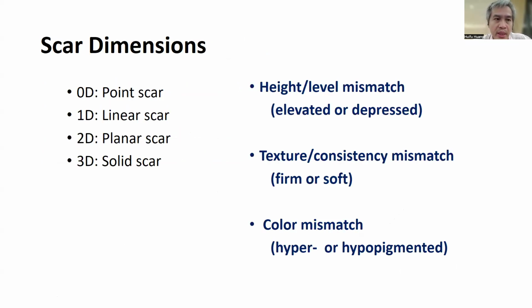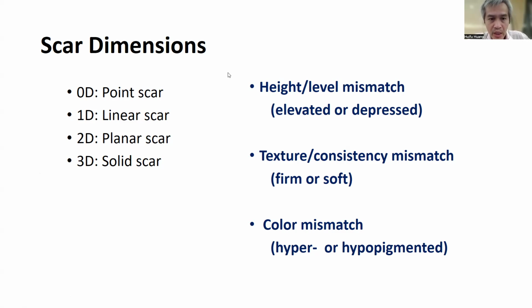Using this concept for scars, zero dimension is a point scar, which seldom causes clinical problems. One dimension is a linear scar, such as when we make an excision and suture repair, resulting in a linear scar. Two dimension is a planar scar, such as skin grafting scars. Three dimension is a solid scar, such as we discussed earlier. The scar may be elevated or depressed.